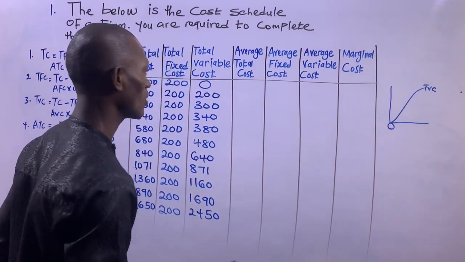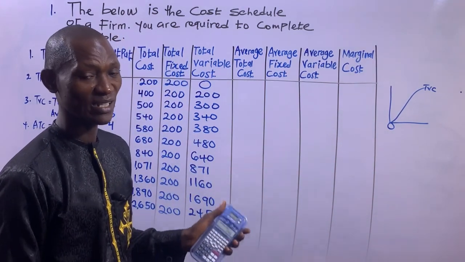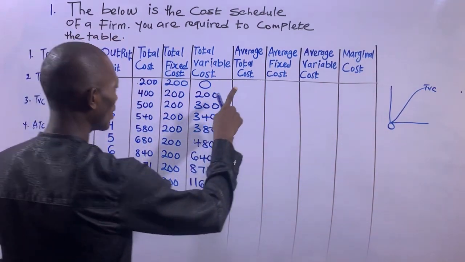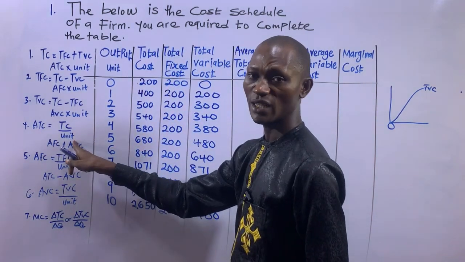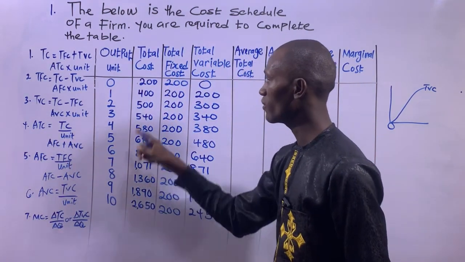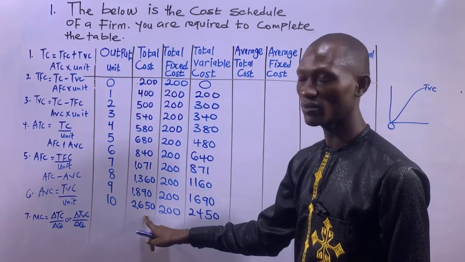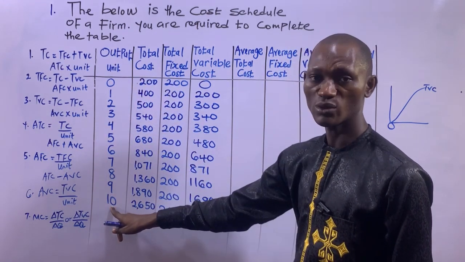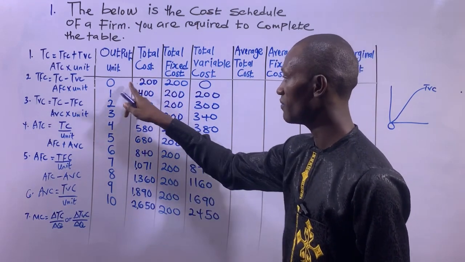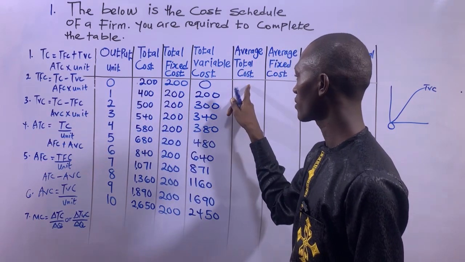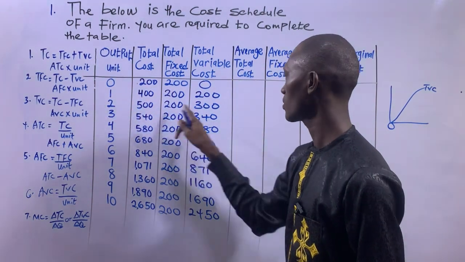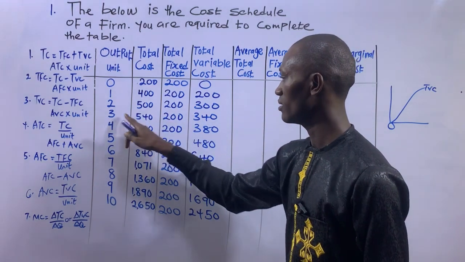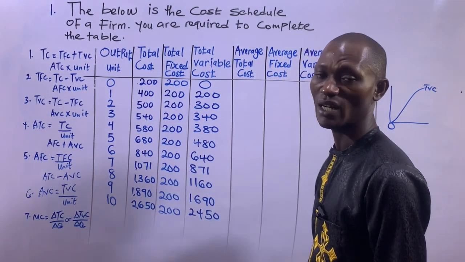That's average total cost, and it's the same thing as average cost. To get your average total cost, we have total cost divided by unit of output. We've been given our total cost, then these are units of output. So this divided by this, we get this. That's how we get our average total cost.